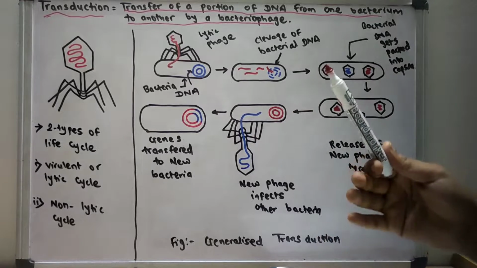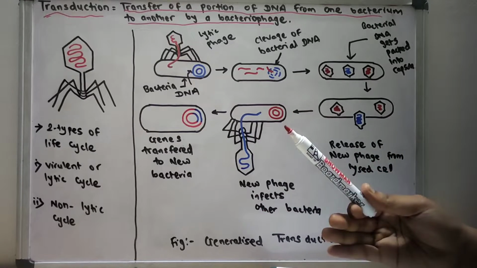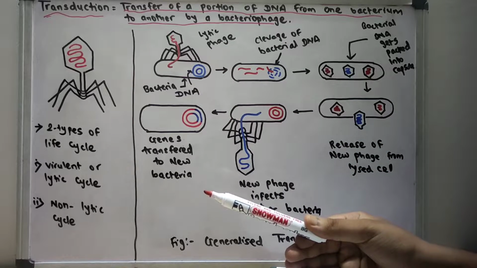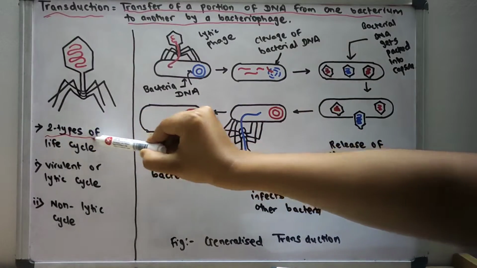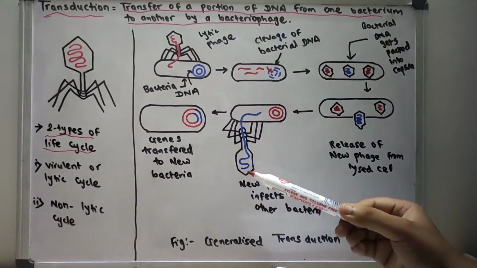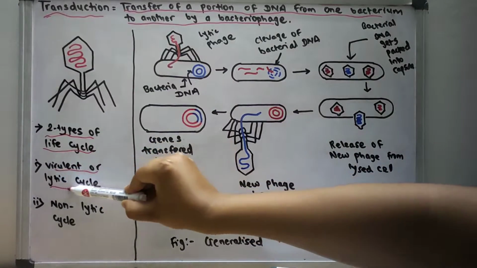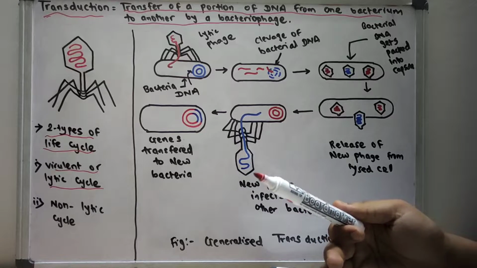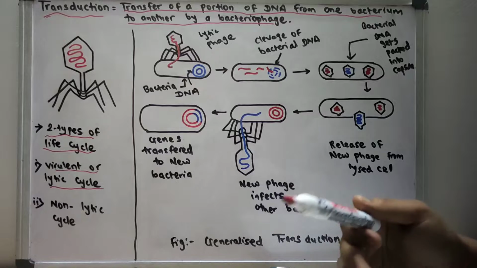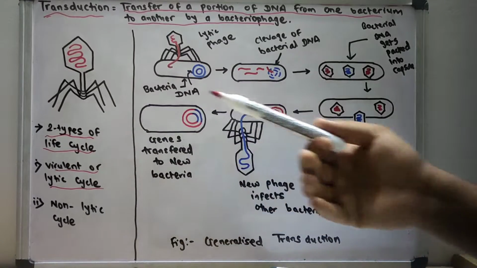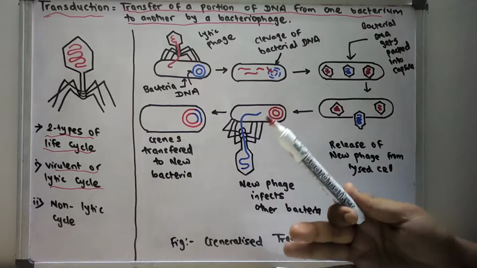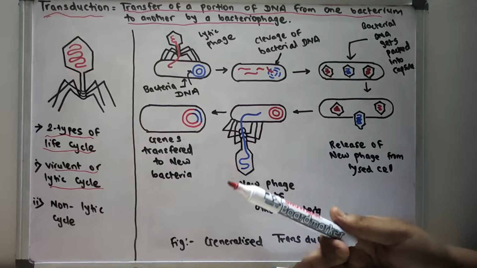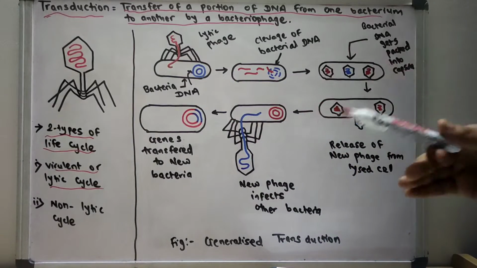Before going towards generalized and specialized transduction, I want you to know the life cycle of the bacteriophage virus. Basically, there are two types of life cycle in the bacteriophage virus. The first one is the virulent or lytic life cycle. In the virulent or lytic life cycle, a large number of progeny phages are built up inside the host bacterium, which ruptures to release them. This is the lytic cycle, because there is rupture of the bacterium to release the viruses that are packed inside their capsules.